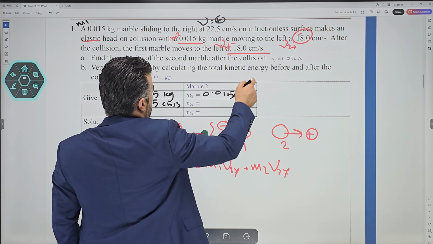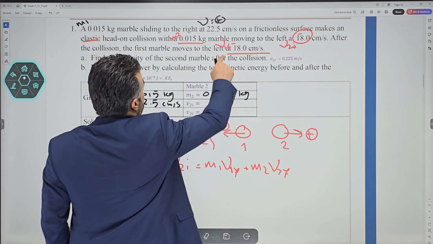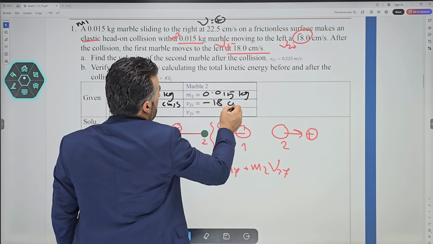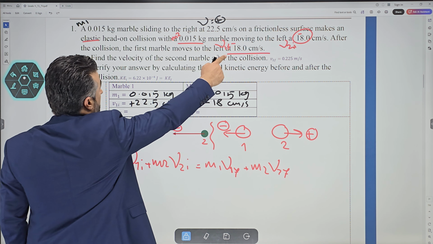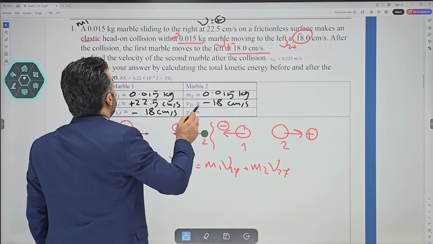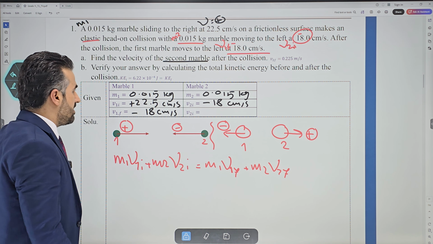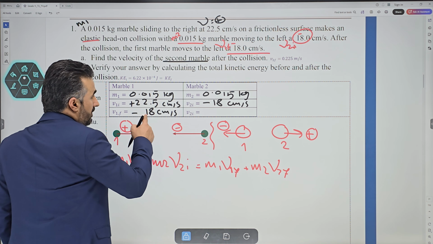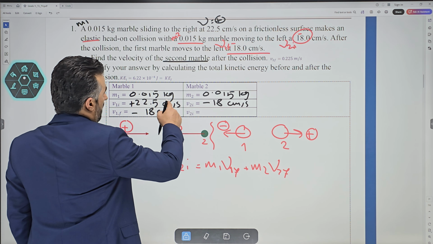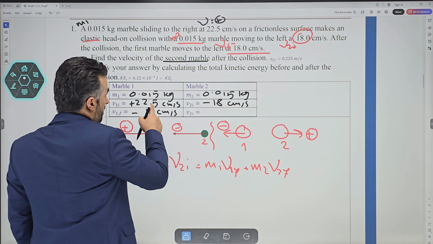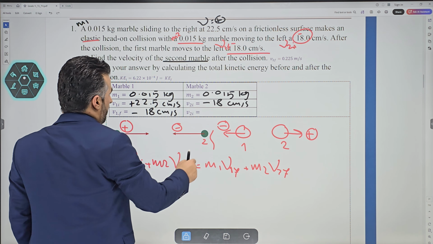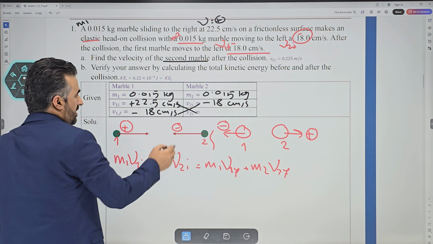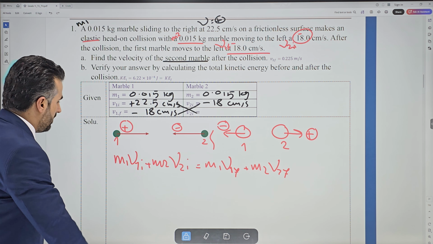And then the velocity, v2 initial, is going to the left, meaning negative 18 centimeter per second. The first marble is moving to the left now, so v1 final is negative 18 centimeter per second. And what about v2 final for the second marble? Since it is elastic and they have the same mass, the other one, you can see the first velocity was 22.5 and this one 18. Now this is 18, so the other one must equal 22.5, and positive as well. You can see this is exactly what is going to happen, but we're going to prove that.